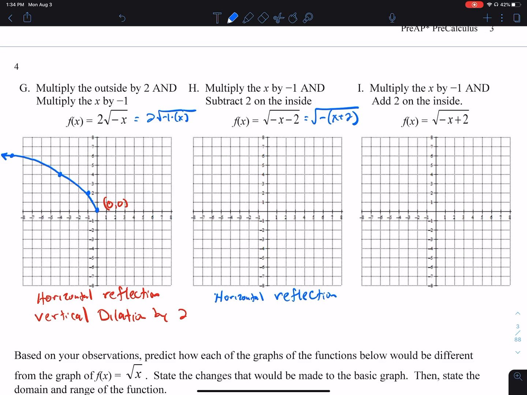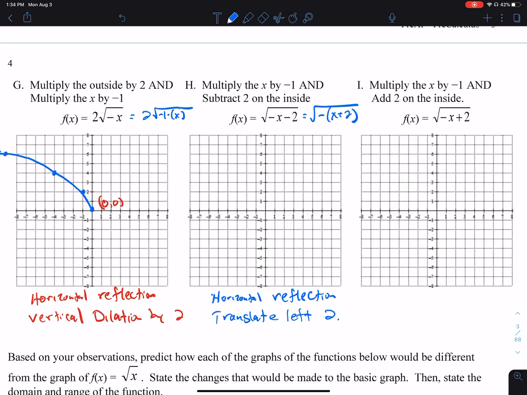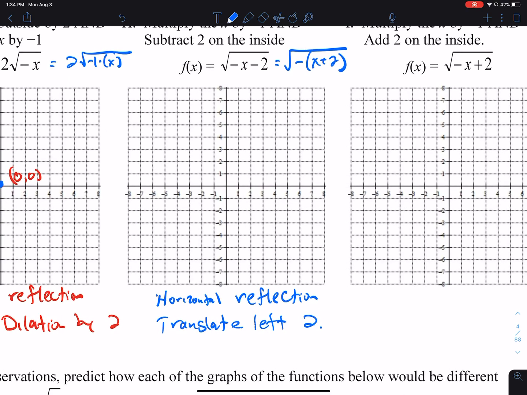So that means instead of going right, we're going to go left. Had the parent graph went left, we would now be going right. We're also going to be translating left too. If I find my vertex first, my vertex is normally at 0, 0. Horizontal reflection doesn't affect it. If I go left 2, it's going to put my vertex right here at 0, -2.